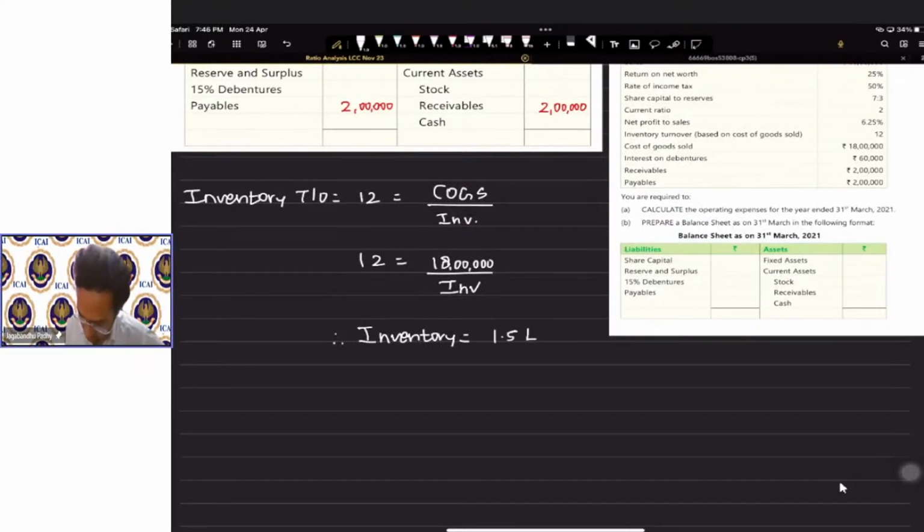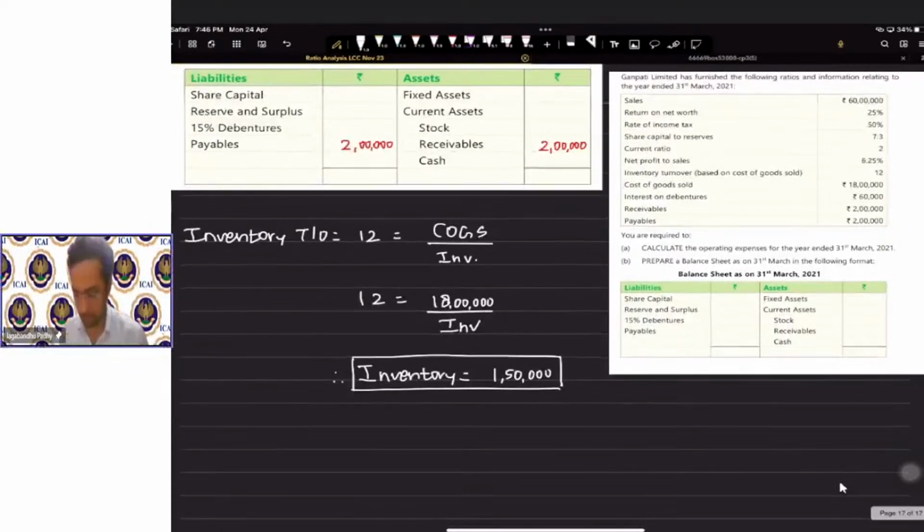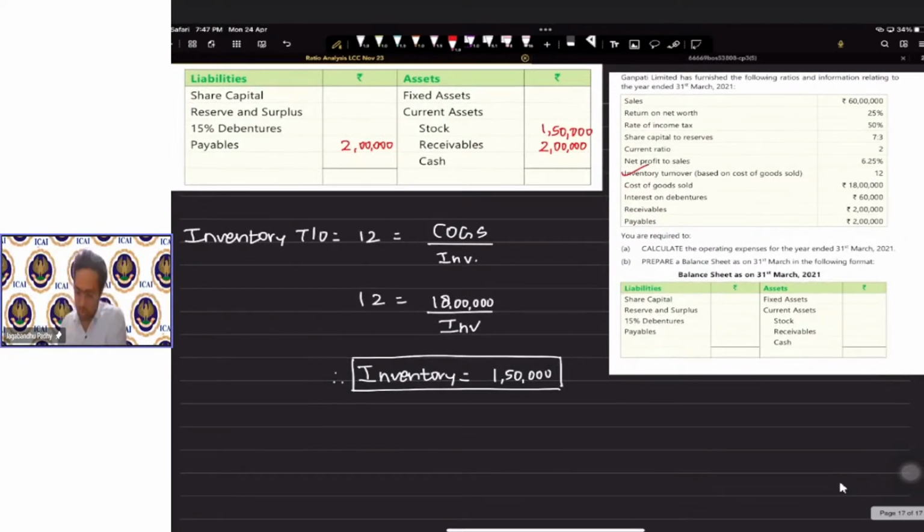which is 1.5 lakhs, or 1 lakh 50,000, is the value of inventory. Right? Inventory is 1 lakh 50,000. So stock is basically what we computed right now over here. Stock is 1 lakh 50,000. Next, we have used this ratio, by the way. Inventory and cost of goods sold is also used.